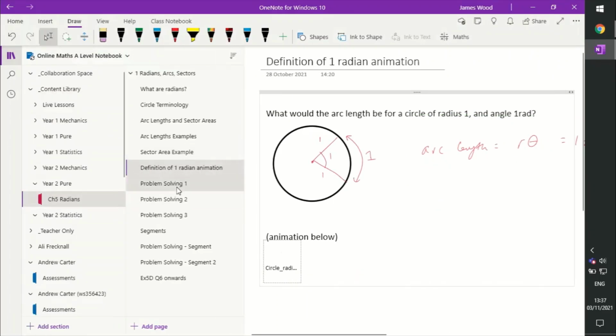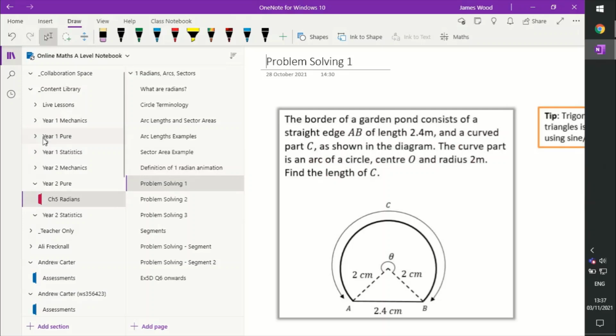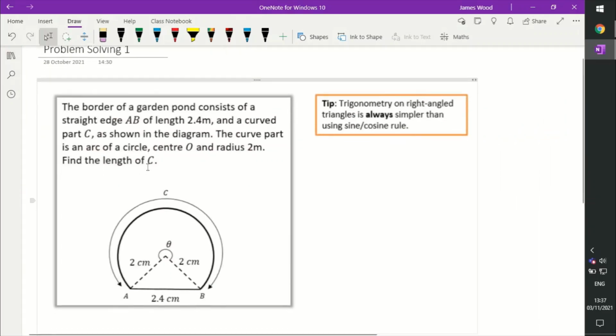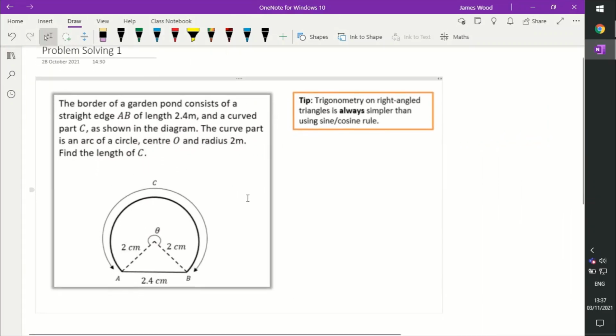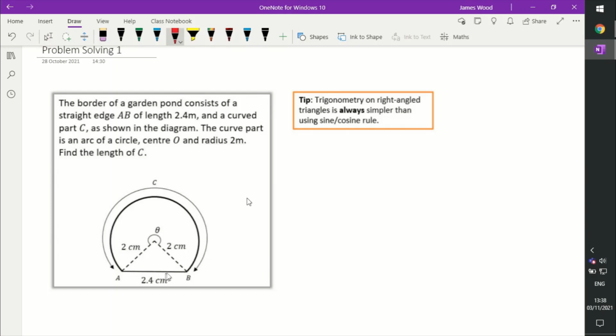All right, let's have a look at some more complicated problems that we might have to solve using this, not just finding lengths and areas and so on. So the border of a garden pond, which is this shape below, we've got a straight edge AB, which is this line down here, and that's length 2.4, and a curved part C. And this also forms an arc of radius 2 centimeters. So basically all this information is on the diagram. We've got to find the length C. So we've got to find this curved edge all the way around here.